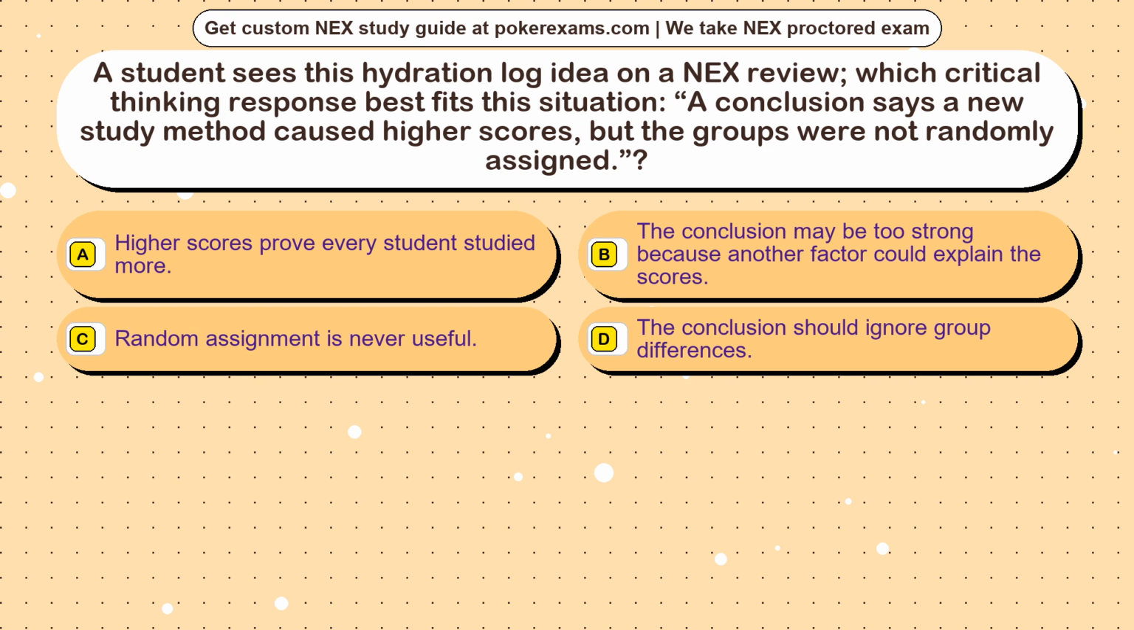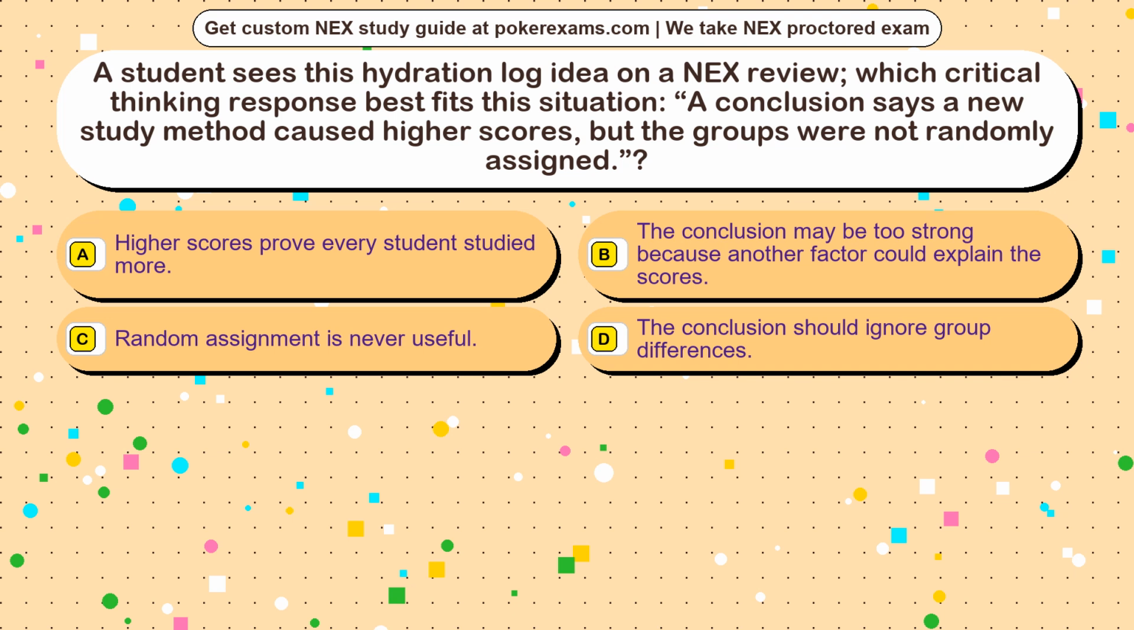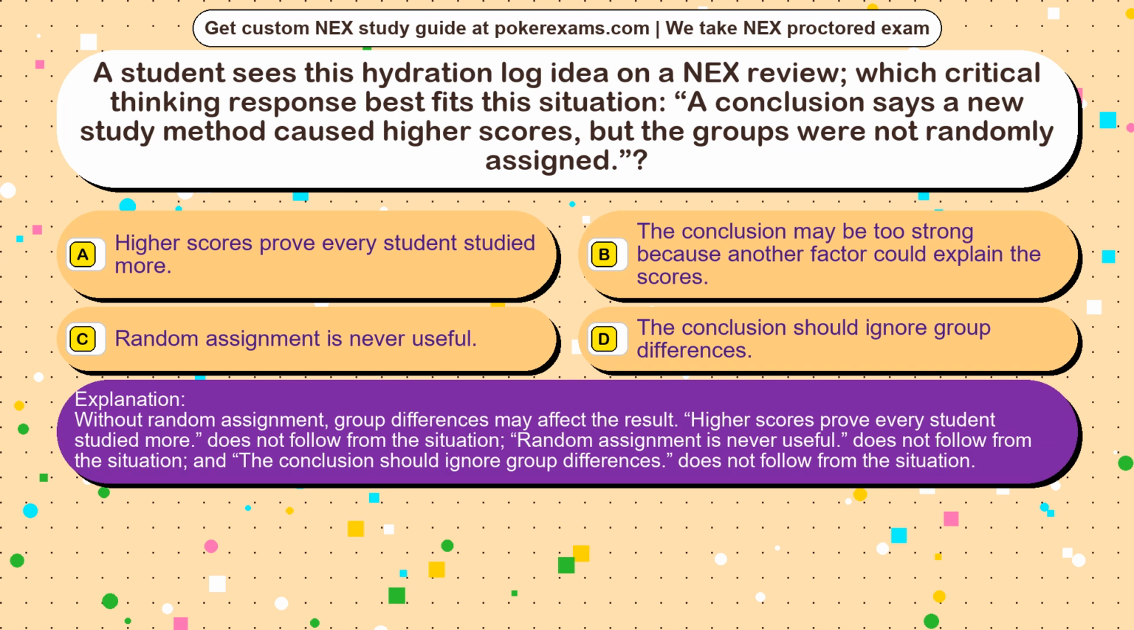Option C, random assignment is never useful. Option D, the conclusion should ignore group differences. The correct answer is option. Without random assignment, group differences may affect the result. Higher scores prove every student studied more does not follow from the situation, random assignment is never useful does not follow from the situation, and the conclusion should ignore group differences does not follow from the situation.